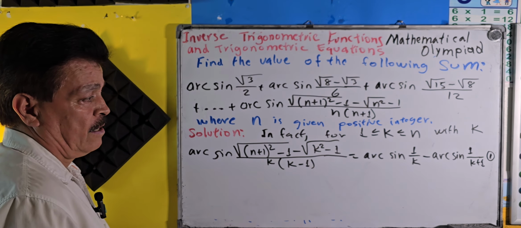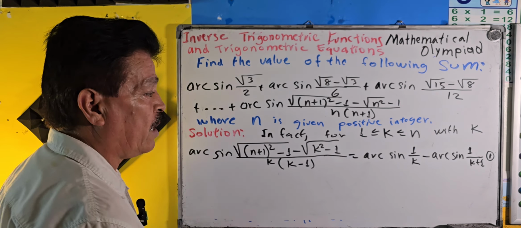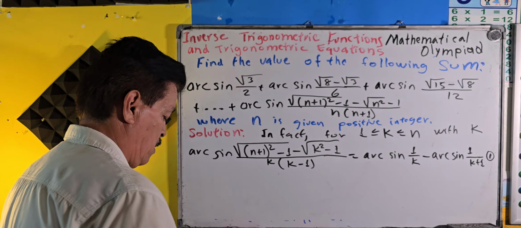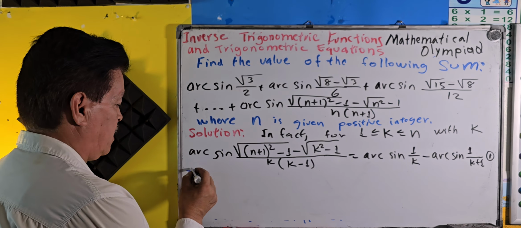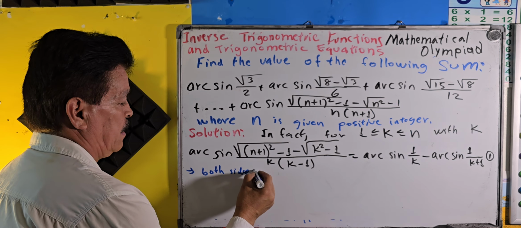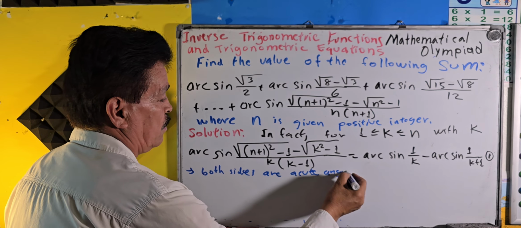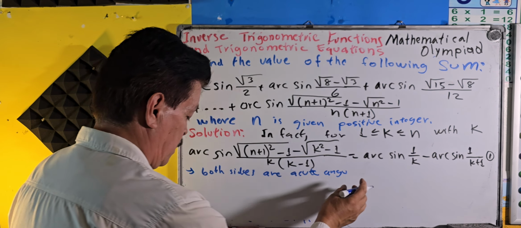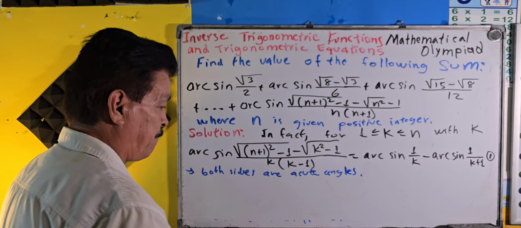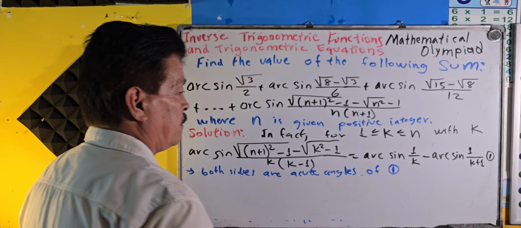So both sides of 1 are acute angles. So let me write it for you. One thing here, both sides are acute angles. All right. Angles of 1. All right, let's write of 1, right?